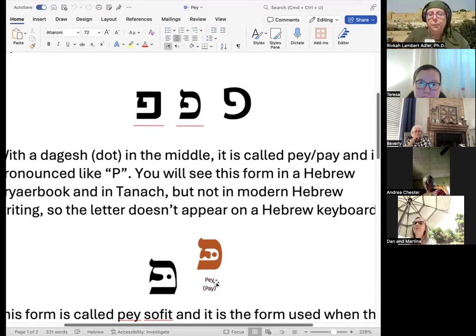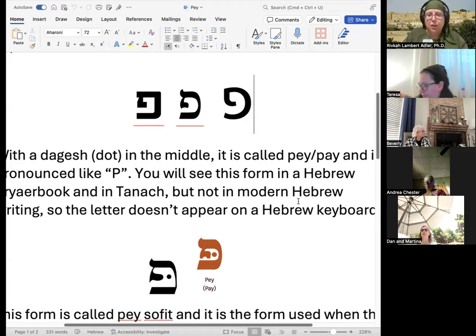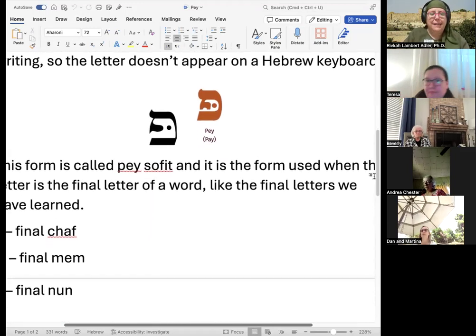Okay? This form of the letter does not appear in modern Hebrew. It's not on a keyboard, which is why these letters look so weird, because I had to cut and paste them. You will find it in a Siddur, in a Jewish prayer book. You will find it in a Tanakh if it has vowels, but you won't find it in a Hebrew newspaper or in a menu or a note from the teacher or something like that. Okay, so this form with the dot, that dot in Hebrew is called a dagesh, is called a Pei, and it makes a P sound.